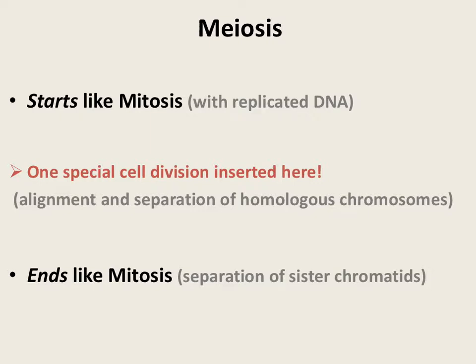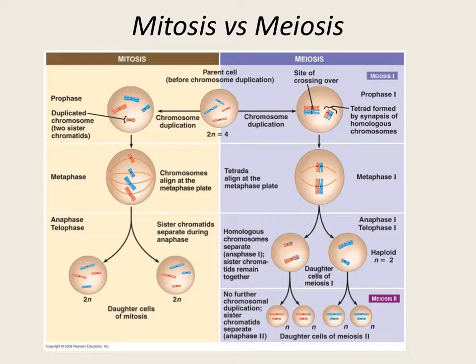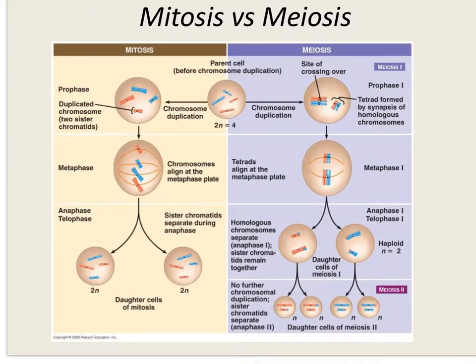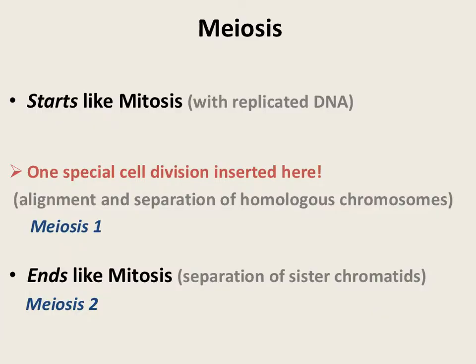So there's a special cell division inserted in between the mitosis parts where you have an alignment and separation of these homologous extra chromosomes. Which is going to be in here. Yeah, so it's in meiosis 1.